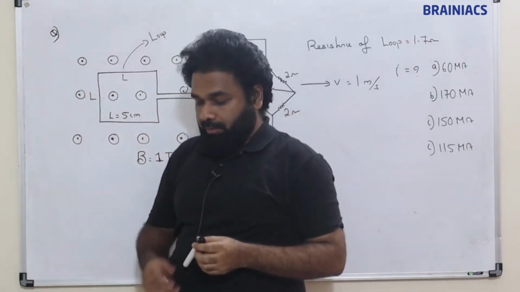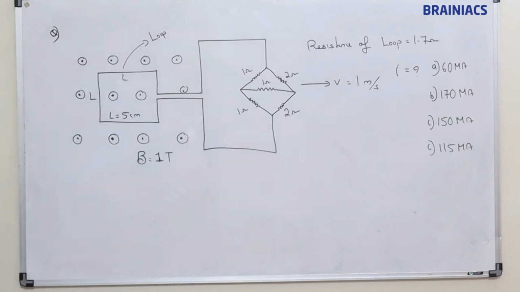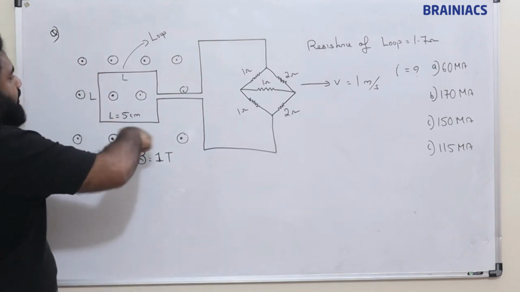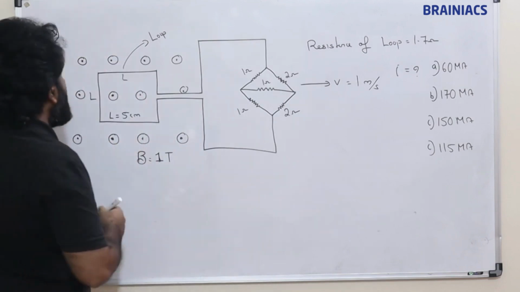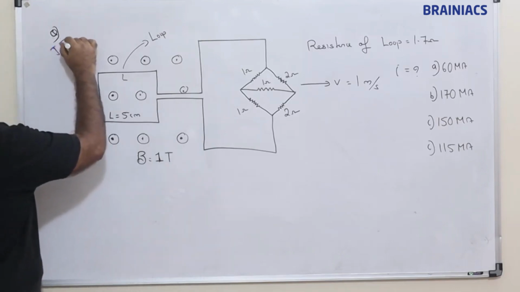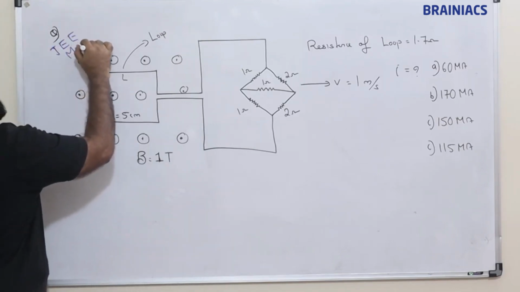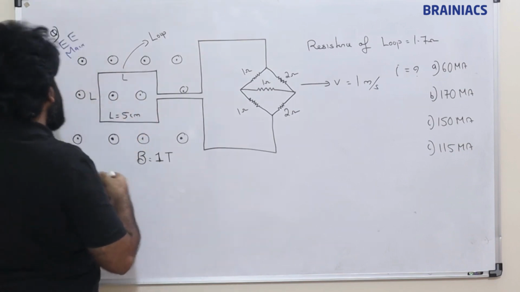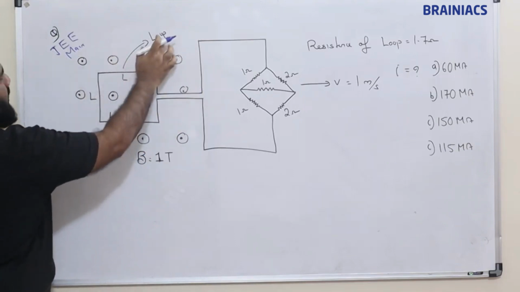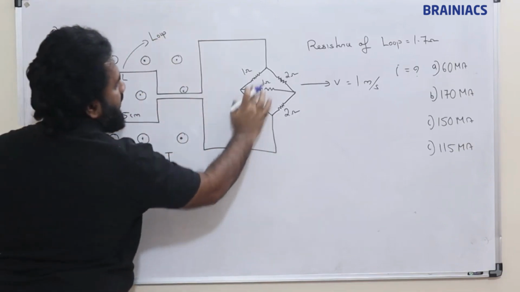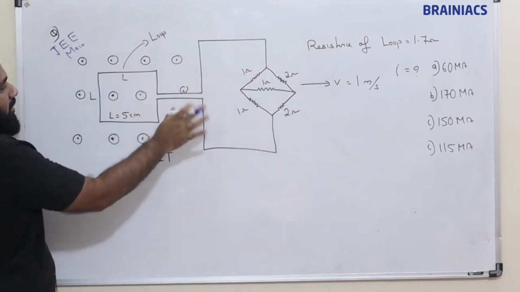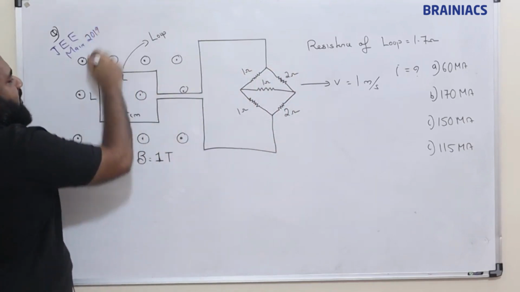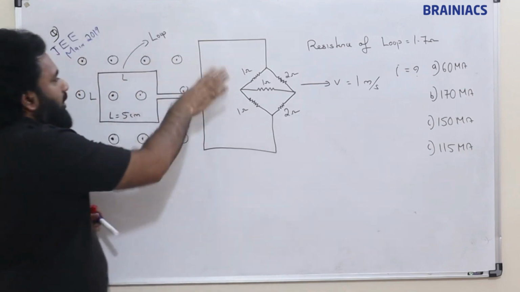Next question, students. In this question, they are given a loop. They have asked this in JEE Mains. The dimension of the loop is also given. I have given the readings, the measurements. So the question text I am not writing.